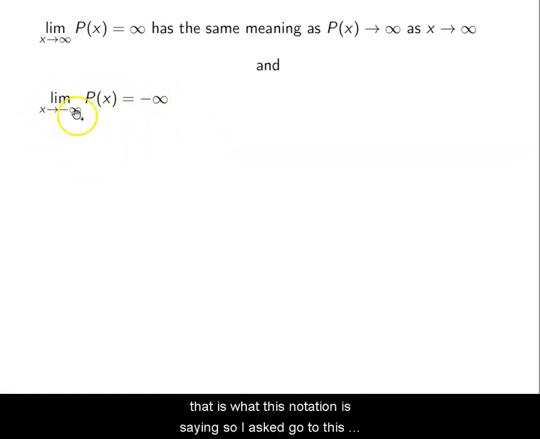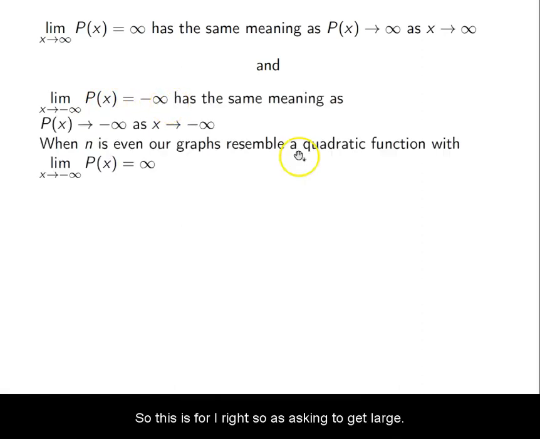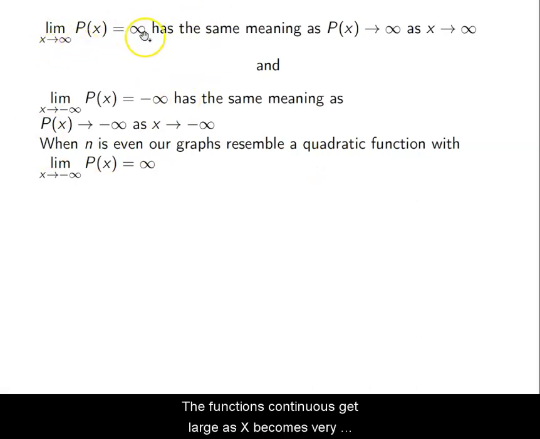So as x continues to get large and negative, my function continues to get large and negative as well. Okay, so this is for odd, right? As x continues to get large, the function continues to get large. As x becomes very large negative, the function becomes very large and negative.